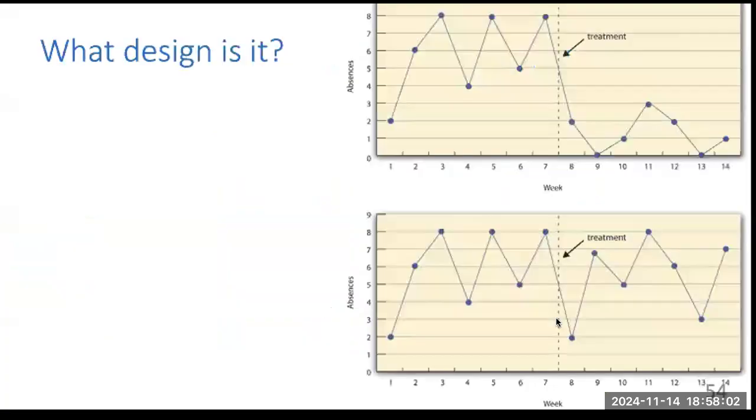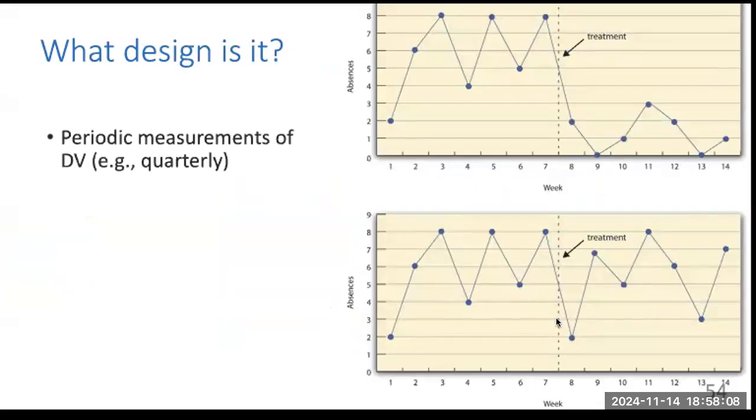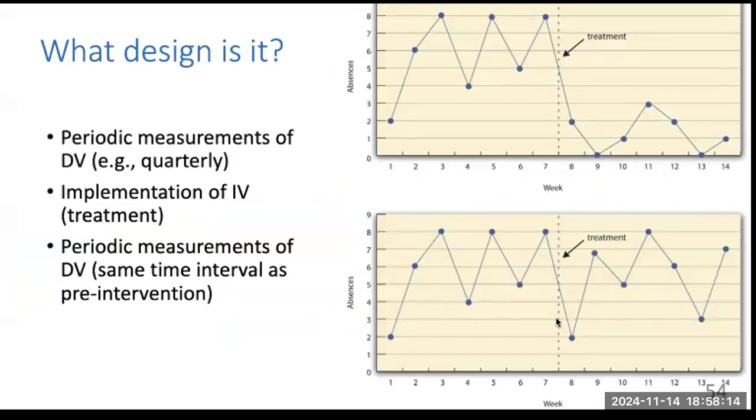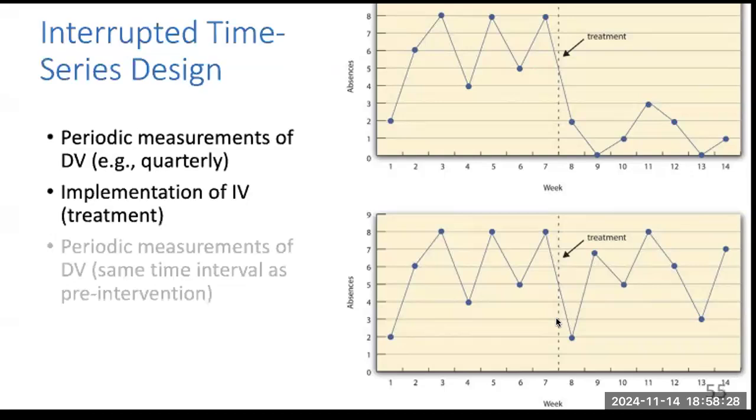Okay, what about this one? You get periodic measurements of the dependent variable. You implement the independent variable, and then you take periodic measurements of the dependent variable again. Which type of quasi-experimental design is this one? Correct. This is interrupted time series.